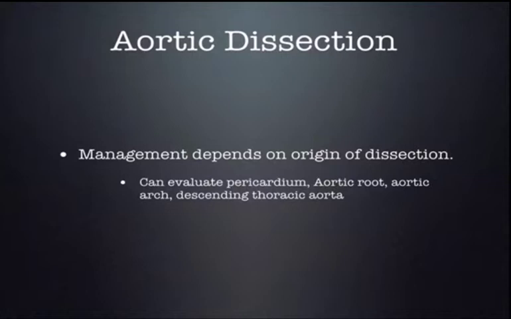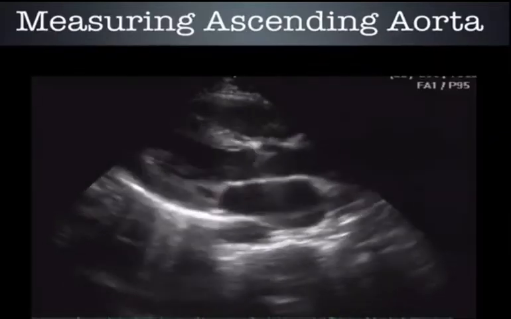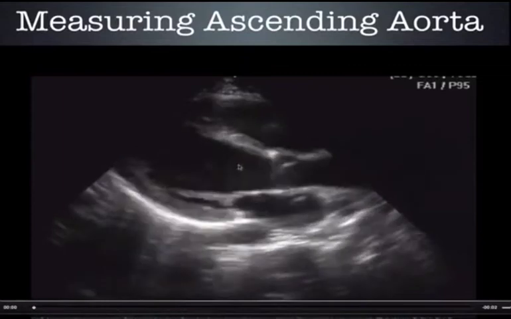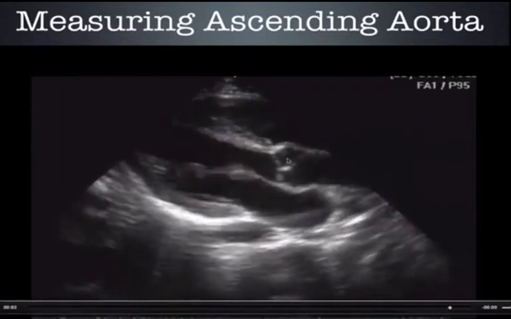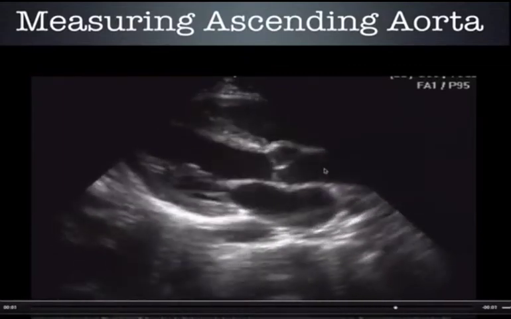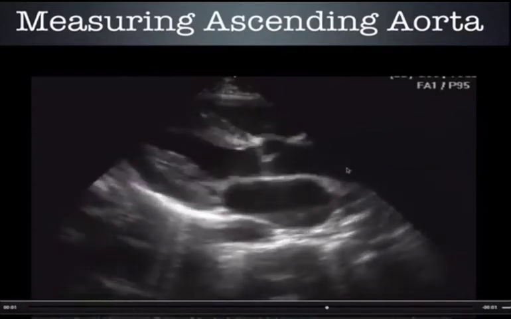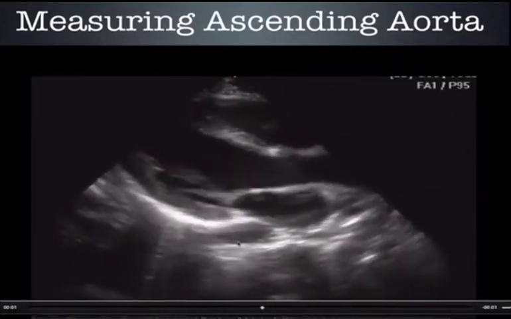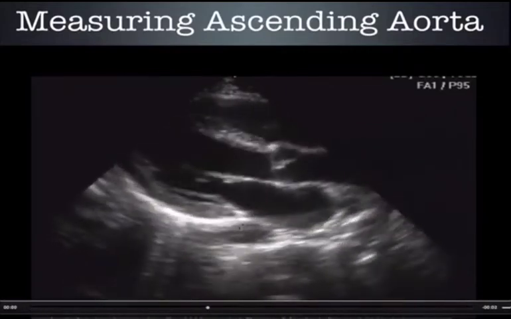Now, with ultrasound, you can evaluate the thoracic aorta to some degree. In this case, you can see the aortic outflow tract, the aortic valve, and the aortic root with the ascending thoracic aorta. You can also see a small portion of the descending thoracic aorta here.